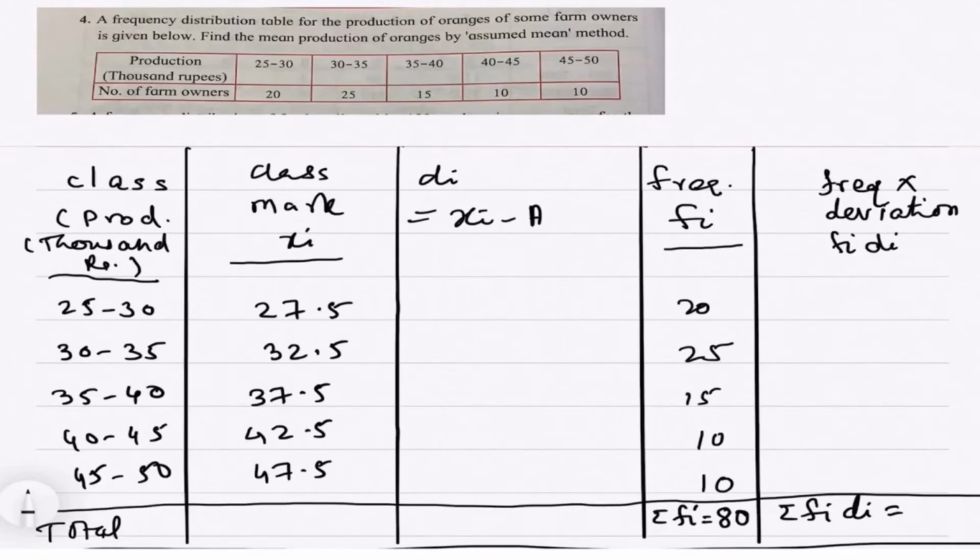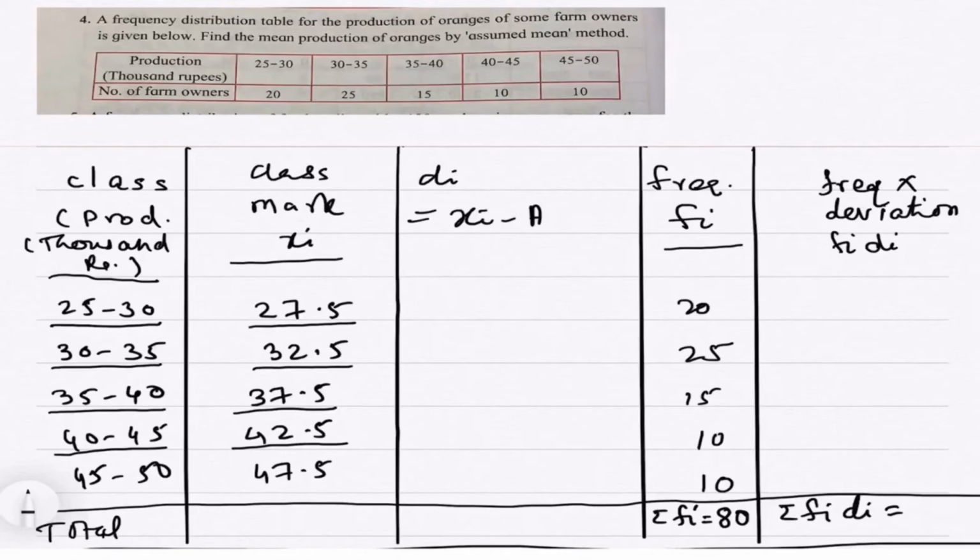Now you know, earlier we calculated class marks. Similarly we are calculating here. First class mark xi is 25 plus 30 by 2, which gives us 27.5. 30 plus 35 by 2 gives us 32.5. 35 plus 40 by 2 gives us 37.5. 40 plus 45 by 2 gives us 42.5.